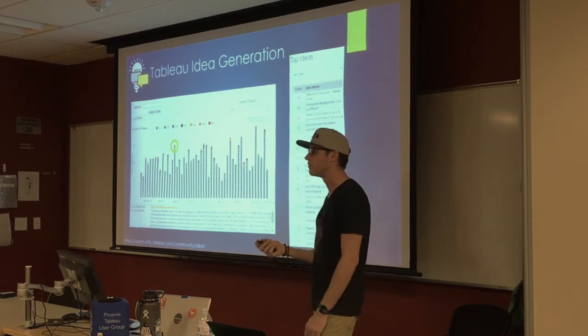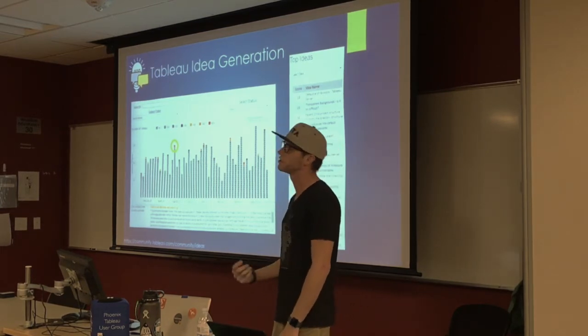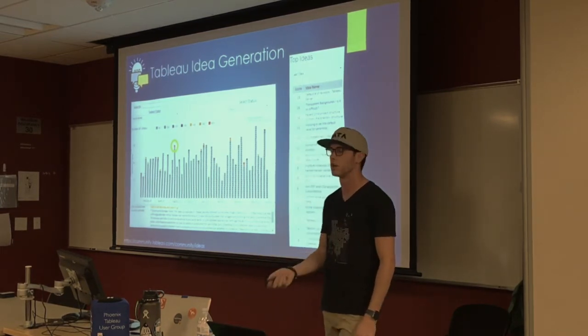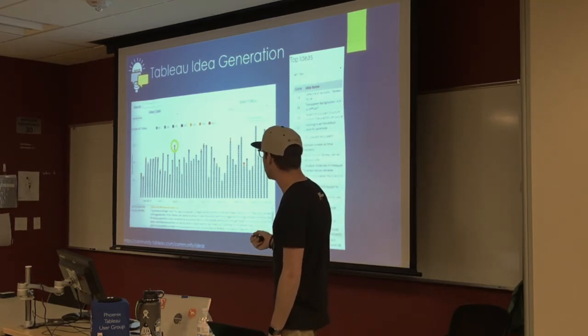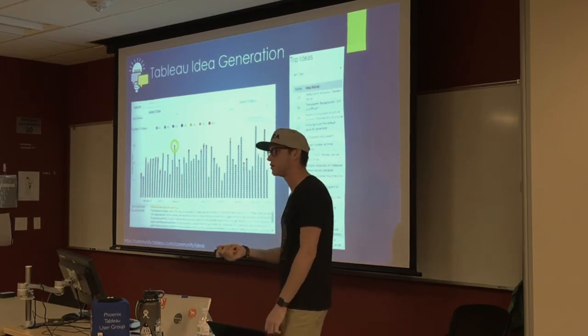Something that has more votes is more likely to then be incorporated into the software, because obviously a larger number of users is interested in that. So we can see there's one up here that was red, and it was for JSON published data sources.